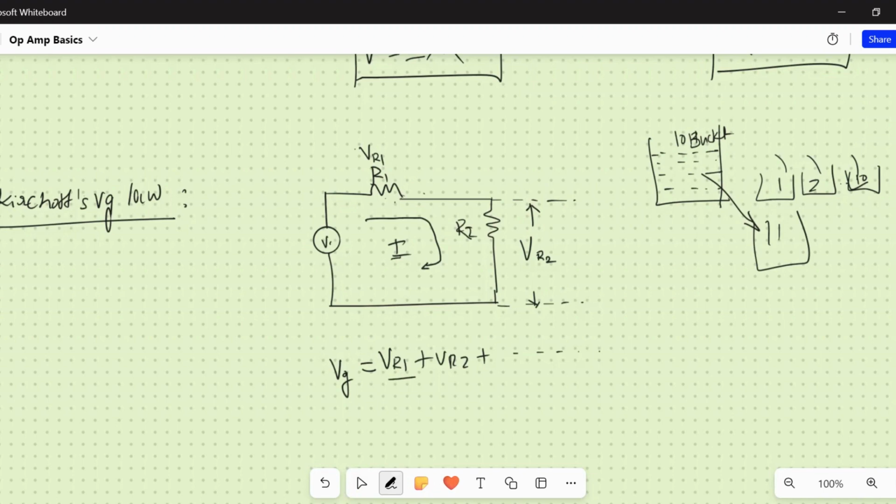So the drop is always equal to the sum of the voltage sources. What do I mean by that? VR1 is the voltage drop across here, VR2 is the voltage drop across here, and if you have another, say VR3, the sum of all these should be equal to this voltage source. It cannot give infinite sources. Ultimately, it has to be balanced. That is called the Kirchhoff voltage law.